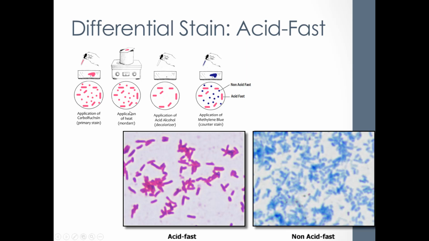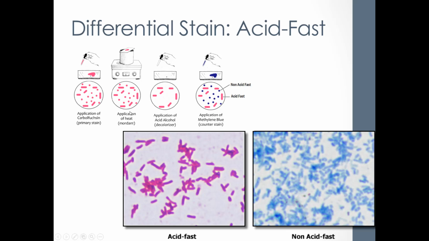And the heat is going to soften that waxy outer layer and really drive the stain into the cells. Now, because all cells, non-acid-fast bacteria, acid-fast bacteria, human cells, all cells in our sample have been subjected to this application of heat, we need to use a stronger decolorizer. So instead of using just alcohol like we do with the gram stain, we use acid alcohol as our decolorizer. It actually includes 5 to 10% hydrochloric acid with the alcohol.